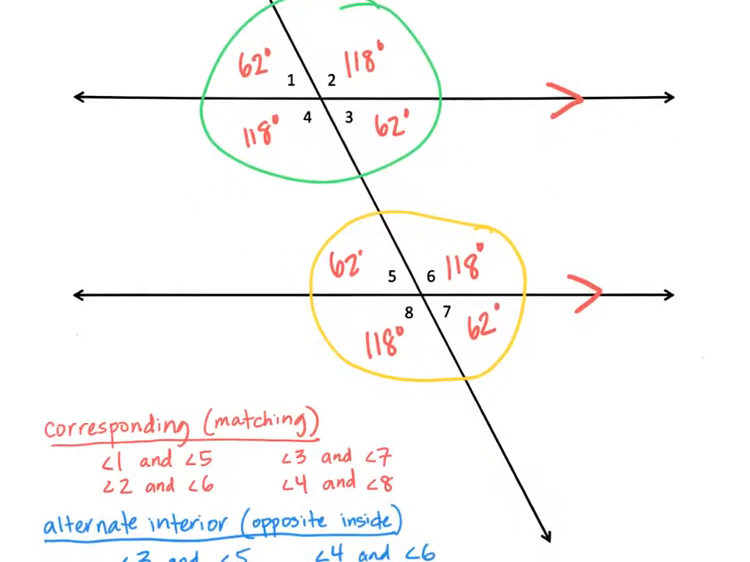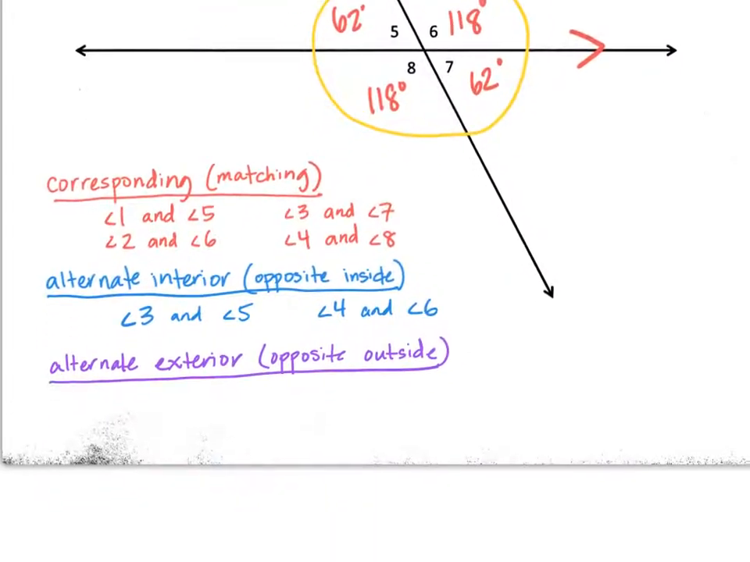Yeah, there's a reason why this is happening. So angle 1 and angle 7, and we also have angle 2 and angle 8. Okay.